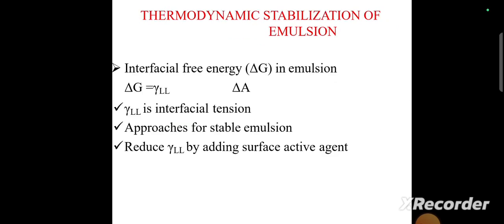थर्मोडाइनेमिकली stabilizing emulsion क्या रहते हैं? Interfacial free energy, which is delta G, in emulsion. तो उसका formula क्या हो जाएगा? Delta G equals lambda LL into delta A. So lambda LL is the interfacial tension, and the approach for a stable emulsion is to reduce it by adding surface active agents.